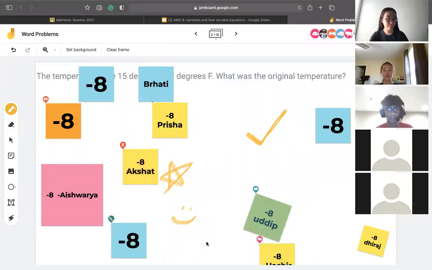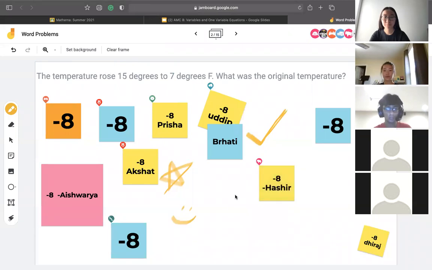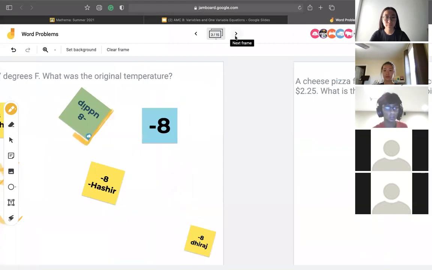We subtract 15 from both sides, and we're going to get x is equal to 7 minus 15, or -8. All right, so now we're going to move on to the next question.